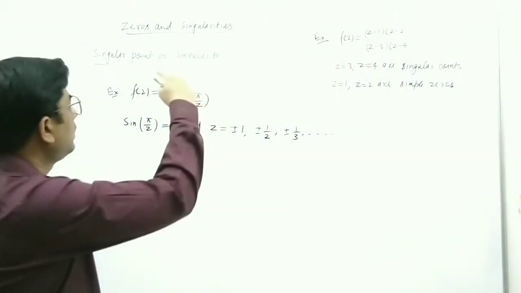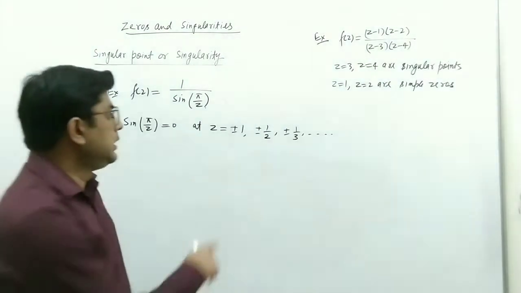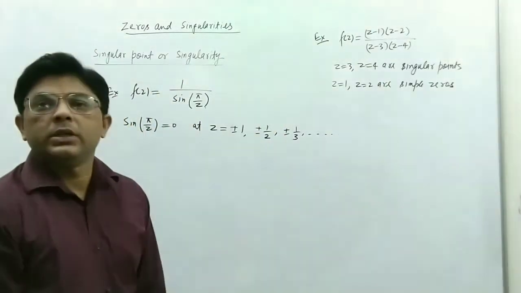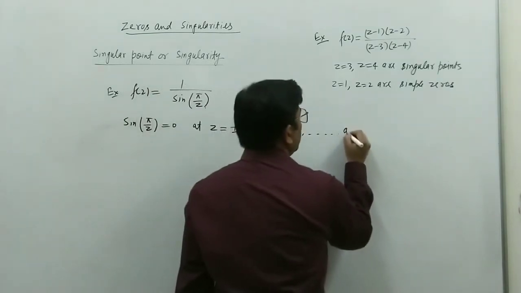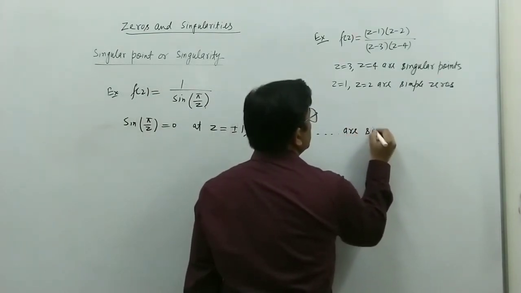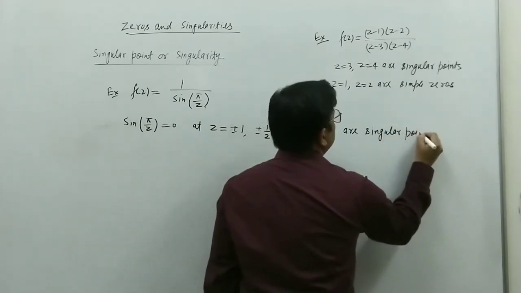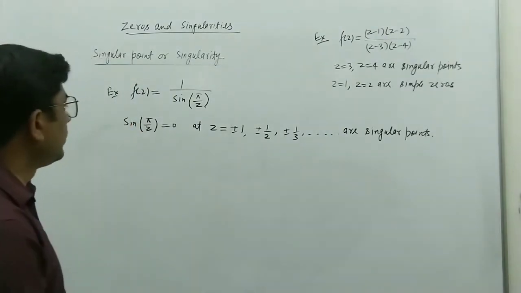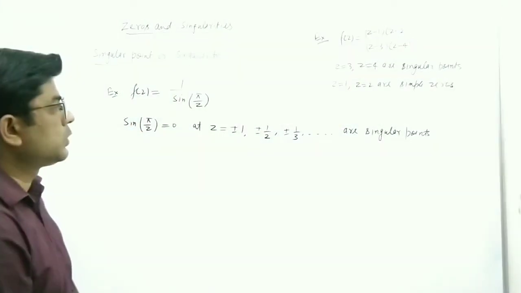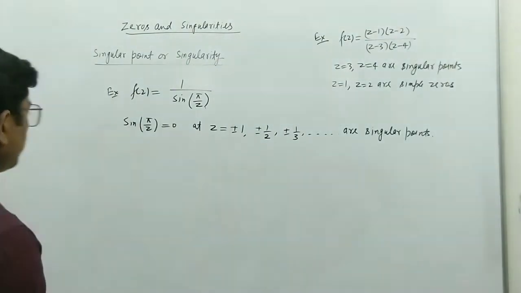It means the function f(z) is not defined and not analytic. Hence, these points are singular points of this function f(z). So these are singular points. Okay. So z equal to ±1, ±2, ±3 and so on are the singular points of this function.